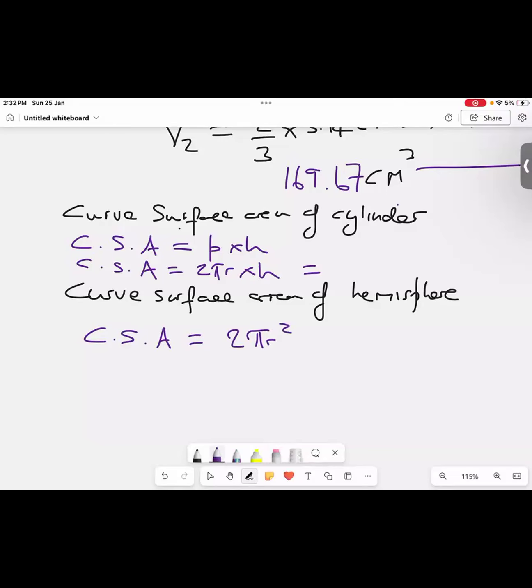So the curved surface area of a cylinder is 2 pi r times h, and the curved surface area of a hemisphere is 2 pi r squared. Let's plug some numbers in. 2 times pi, again, is 3.14, times the radius, which again we know is 3. And the height of the cylinder is 8. Go ahead and process that for me, please.